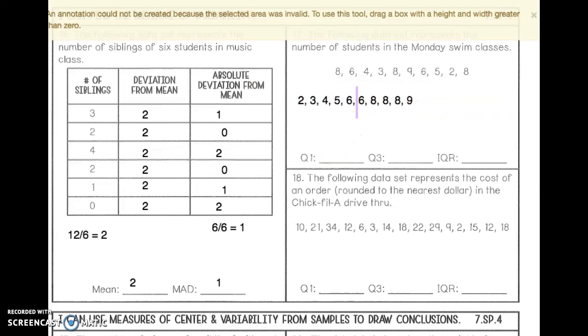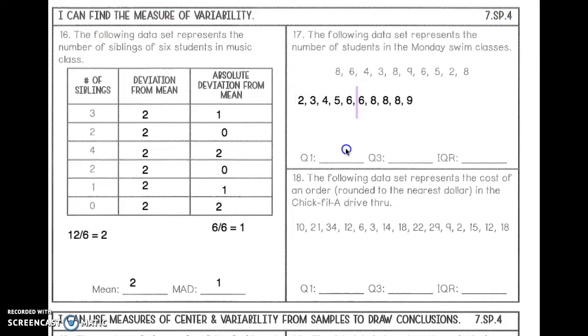Anyway, so Q1 would be this number right here in the middle. So put that there, and then Q3 would be this 8. Now to get IQR, watch how easy this is. You take Q3, which is 8, subtract Q1. So 8 minus 4, so the interquartile range is 4. That's simple. And that's when you have an even number of numbers in your data set.